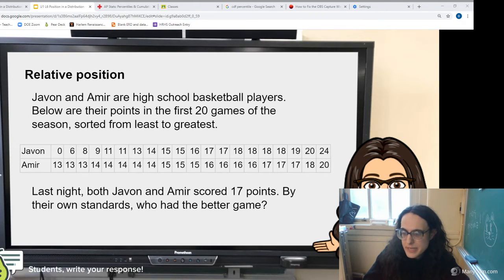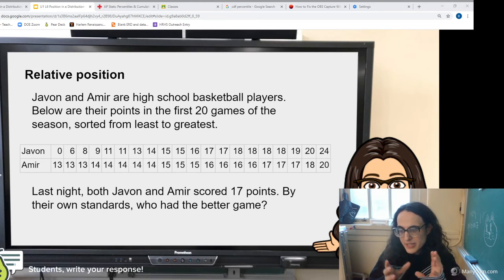Whereas Amir seems much more consistent, right? He's never scored less than 13, but never scored more than 20. So, two very different types of players. But last night, both of them scored 17 points. So who is that a better game for?